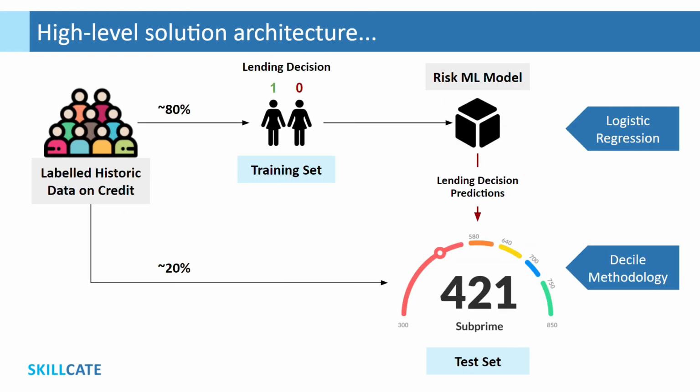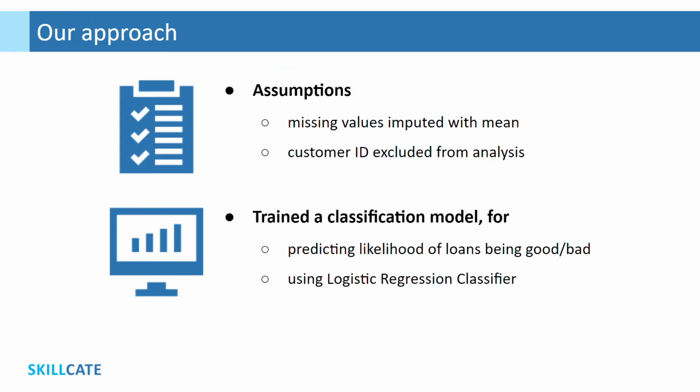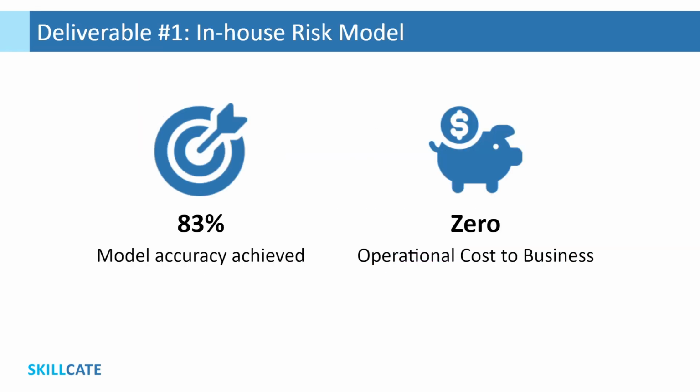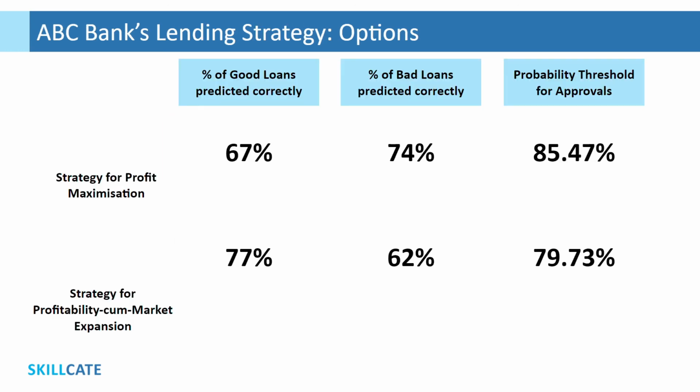This is the high-level solution architecture that we have built. Next up, we tell them about assumptions we made while building this model, including missing values imputed with mean, and the fact that we use logistic regression as our classifier. And finally, as our deliverable, we tell them that we have built an in-house risk model that gives 83% accuracy, that is built with Google Colab's free online resources. And as our next deliverable, we give them these lending strategy options, wherein they may focus only on profitability or prioritize market expansion while compromising a bit on their profitability.